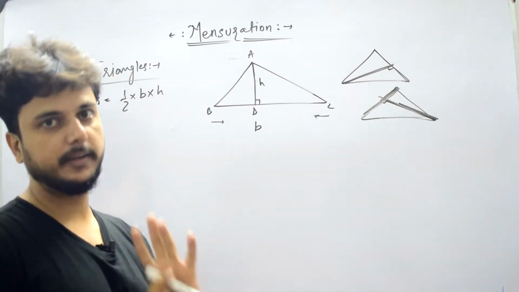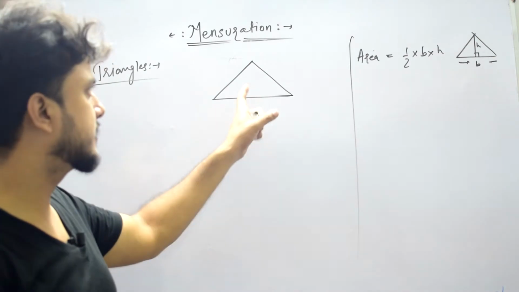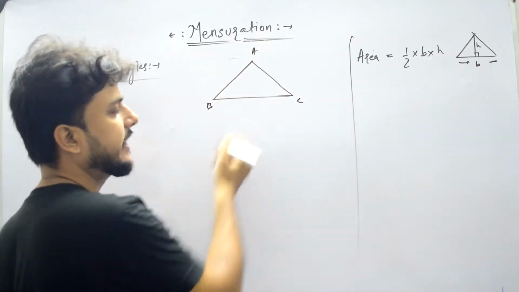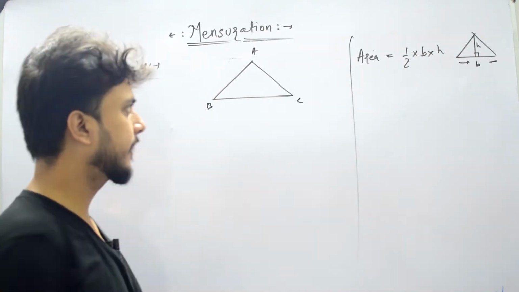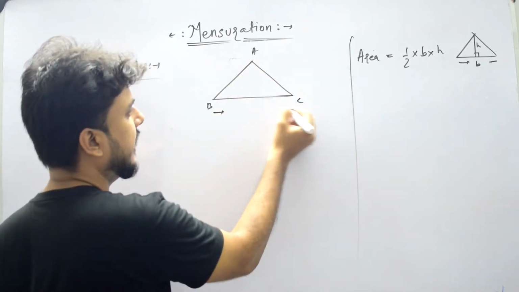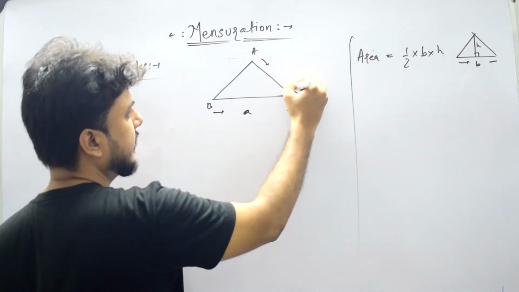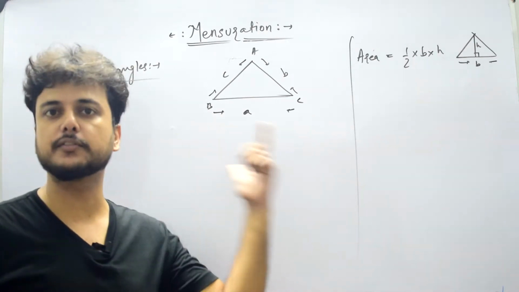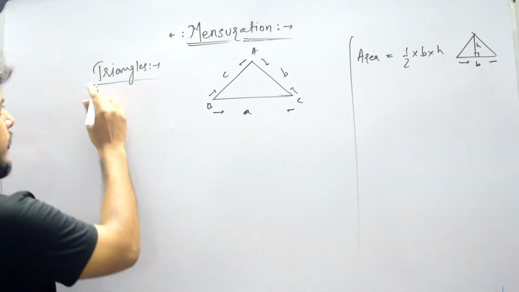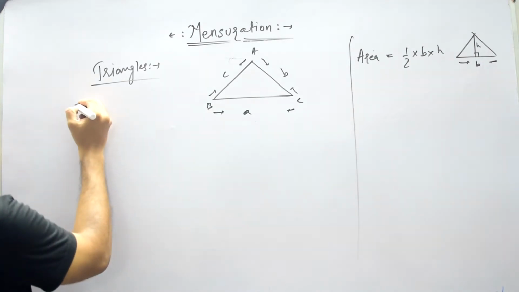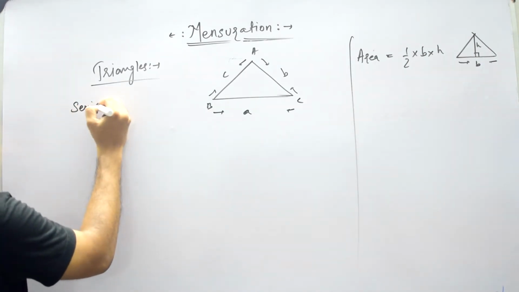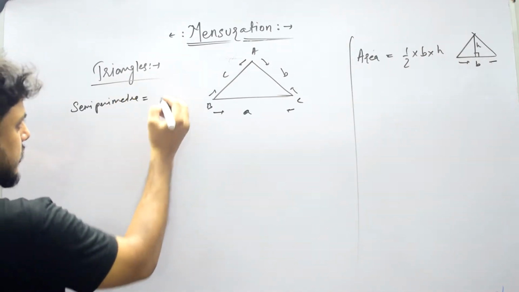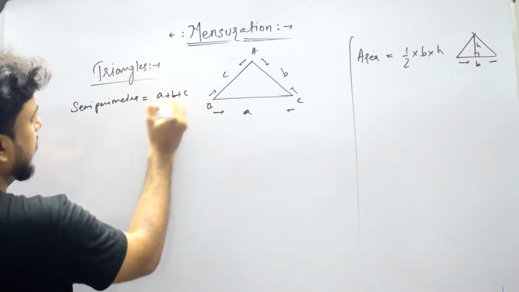Now we will discuss a triangle in which the height is not given and all the sides are given. If the lengths of all three sides are given, how can we find the area? Suppose the length of this side is A, this side is B, and this side is C. Then first of all we have to find the semi perimeter, which is equal to A plus B plus C by 2.